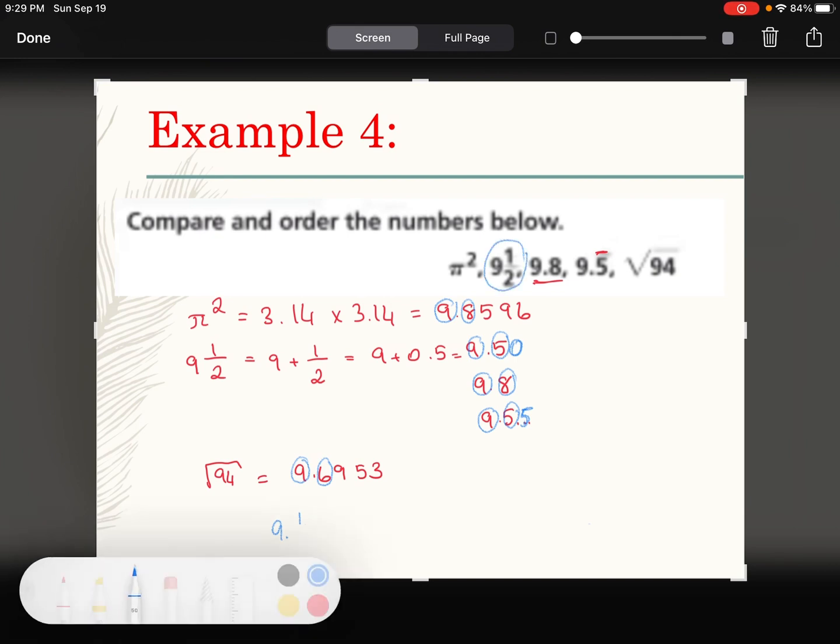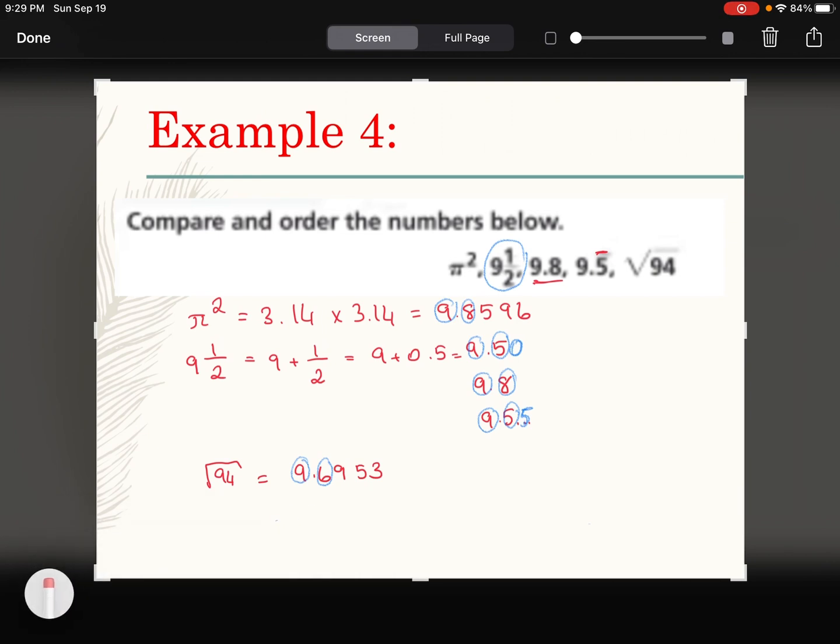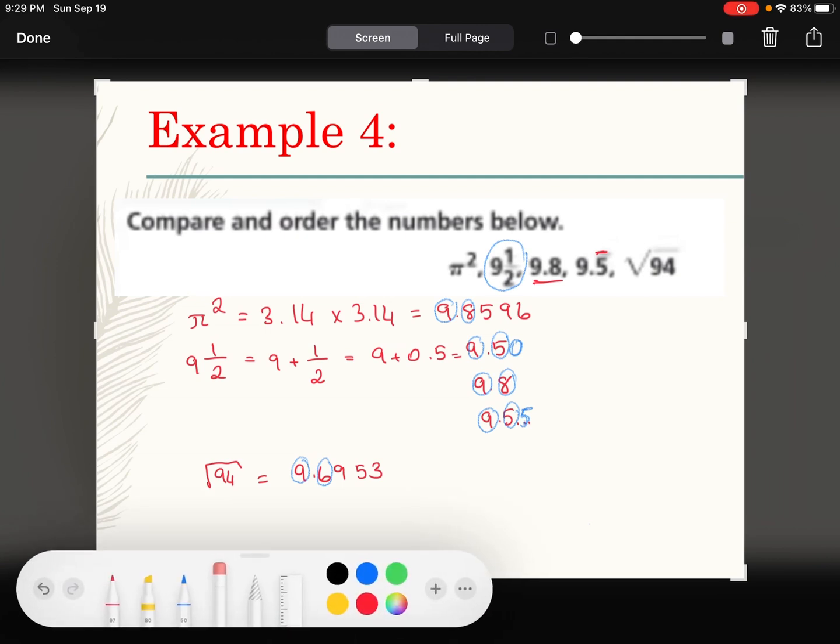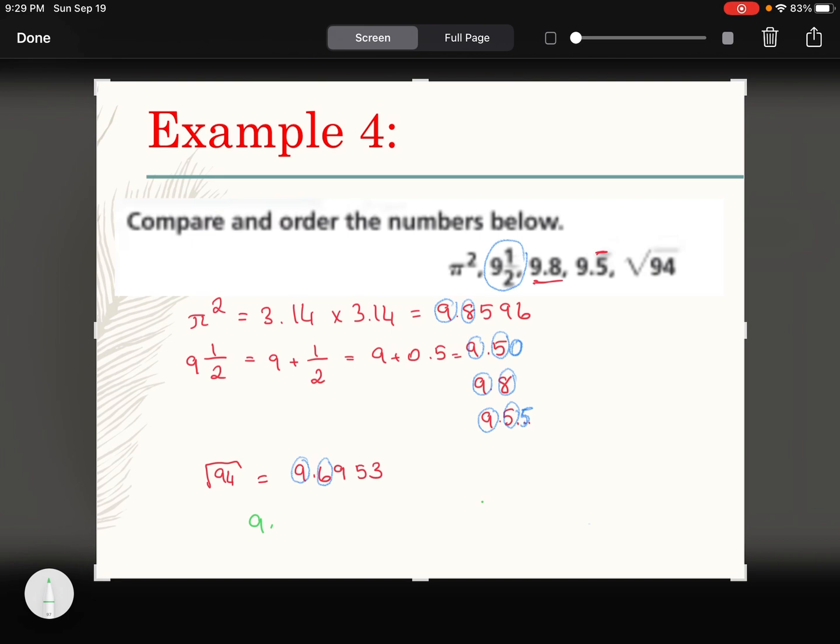Let me delete that dot, and I can change the color. Okay, 9.50, which means 9 and 1 over 2, right? This is the least one. It is less than 9.5 repeating, and it is less than 9.6, right, which means the square root of 94, and it is less than.